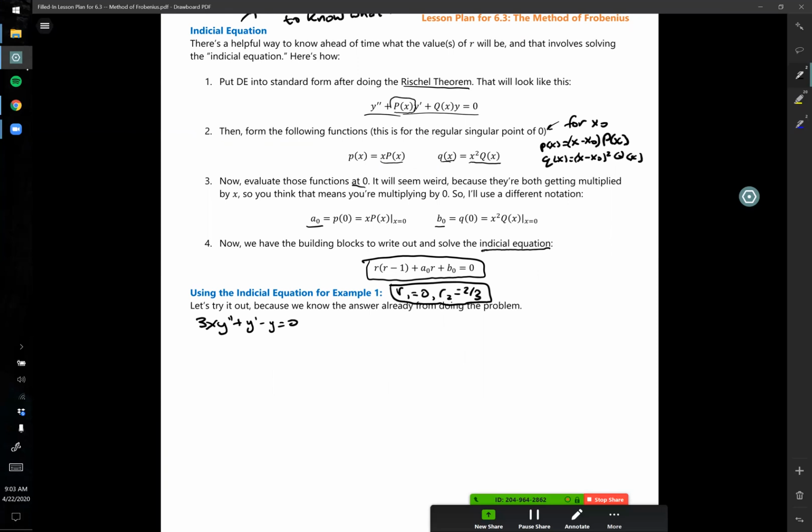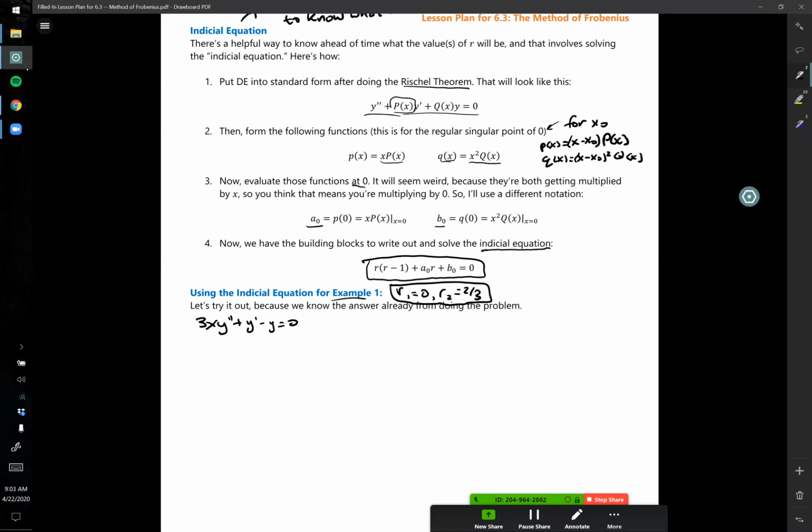I think it's best to learn by doing. So let's look at the exact indicial equation from the last problem. The last problem from example 1 was 3xy double prime plus y prime minus y equals 0. This is not in standard form. By the way, we figured out last time when we did the problem that R1 was 0 and R2 is 2/3. So if we do the indicial equation, we should get the same thing, right? And we should get it ahead of time.